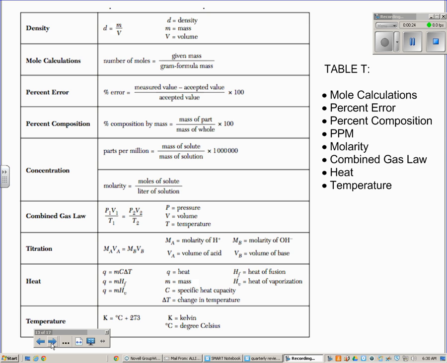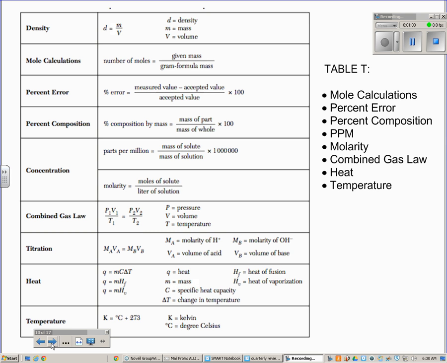And notice that in front of you are all the formulas on Table T of your reference table. The calculations that you will need to be able to make for this particular third quarter test include mole calculations, percent error, percent composition, concentration problems such as parts per million, molarity, using the combined gas laws, heat, and converting temperatures. We've already gone through most of these on our previous PowerPoint.